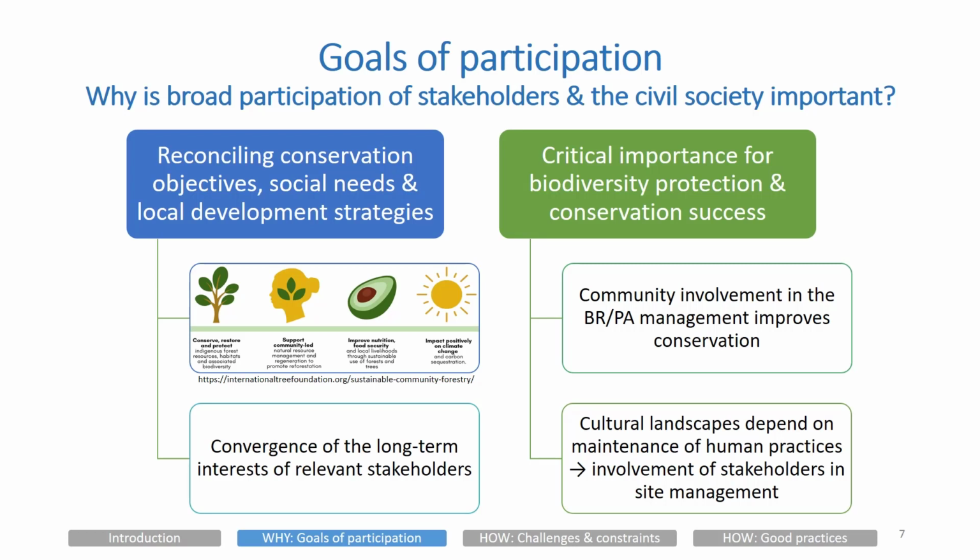Secondly, it is scientifically proven for BRs and protected areas in general that community involvement in the management is critically important for biodiversity protection and improves, of course, the conservation. It is not to be forgotten that conservation objectives in historical cultural landscapes may depend on the maintenance of human practices. As those ecosystems are shaped in this manner, some stakeholders have to be involved in the continuous management of the sites. For example, the sheep grazing on heathland.